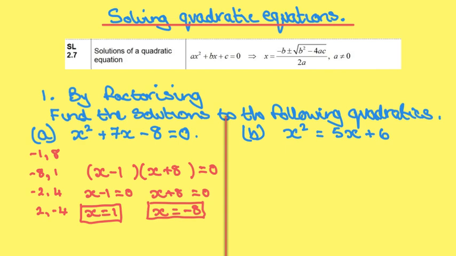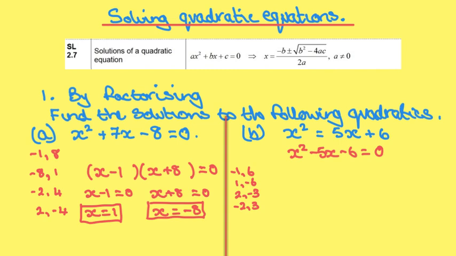B, x squared equals 5x plus 6. First thing we've got to do is rearrange it. So we get x squared minus 5x minus 6 is equal to 0. Now we want our factor pairs for 6. So we could have minus 1, 6. We could have 1, minus 6. We could have 2, minus 3. Or we could have minus 2, 3.